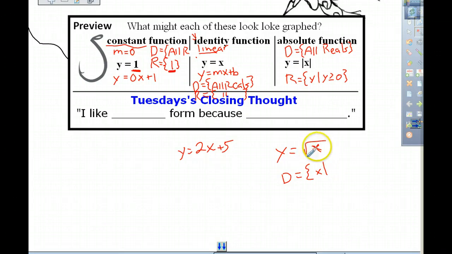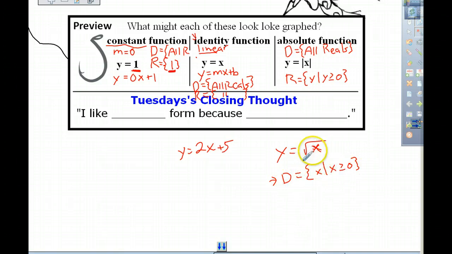Can you plug in negatives? Can you take the square root of negatives? No. You have your calculator in front of you. Try it. Square root of negative 2. What does it say? Error, syntax, something like that. Or it says domain error. That's what we're talking about. Domain. So all the x's have to be 0 or bigger. So there's an example of where the domain isn't all reals.